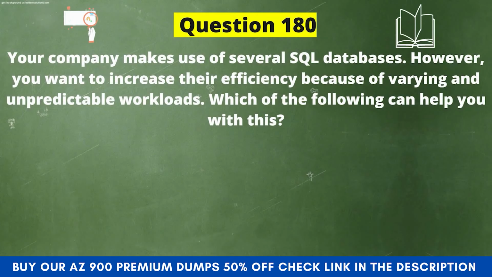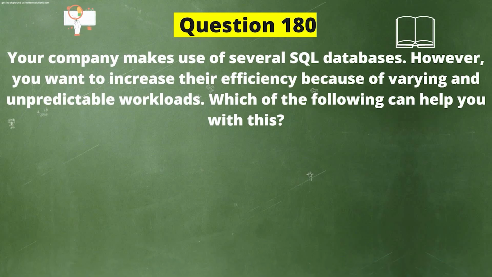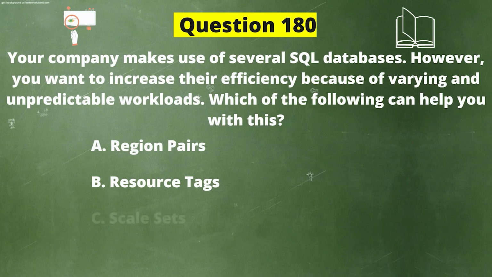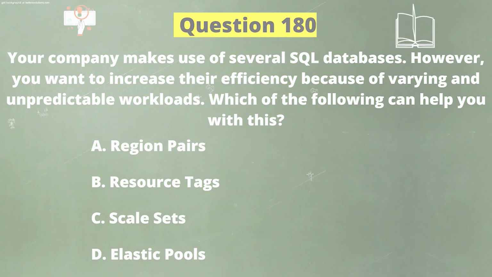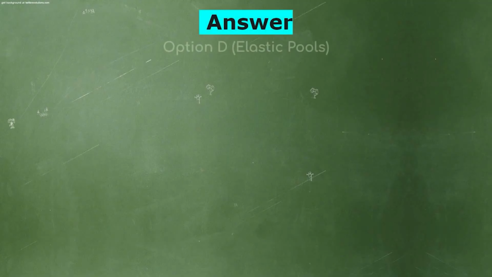Next question. Your company makes use of several SQL databases. However, you want to increase their efficiency because of varying and unpredictable workloads. Which of the following can help you with this? And the options are A. Region pairs, B. Resource tags, C. Scale sets, D. Elastic pools. And the correct answer is option D.